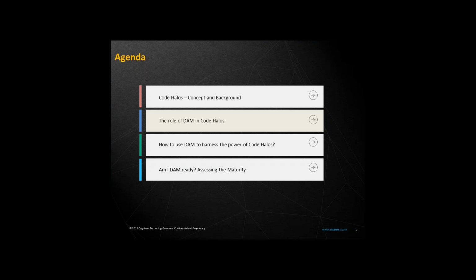And the agenda for today's webinar is we're going to be having Ben kicking off and talking about the concept and background of code halos and what it means for organizations. And then we're going to be having Jit talking about the role and the relevance of DAM, specifically in code halos, and how to use DAM to enable or power code halos within the organization. And finally, we're going to be talking about getting started, with a maturity assessment.